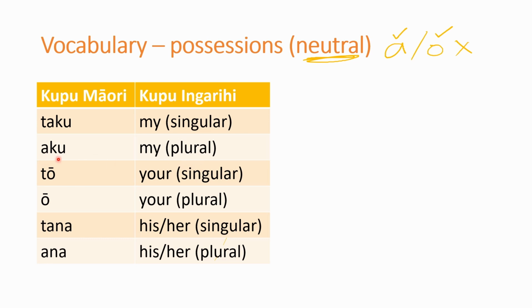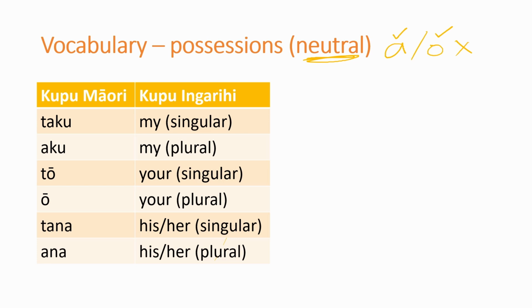Second, aku, which is also my, but in a plural form. So if I have many apples, I'd say aku aporo, my apples. Third, tō, which means your, singular. Ō, your, but plural. Tana, his or her, singular. And ana, his or her, plural.